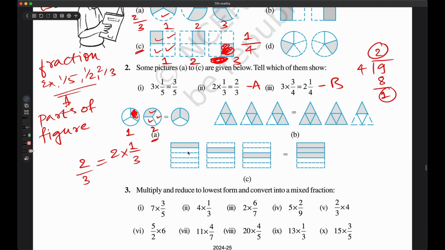And the last figure represents, out of 1, 2, 3, 4 and 5 parts, we are shading one part each time and we are repeating the process 1, 2 and 3 times, that is equal to 3 by 5. So option number C is the correct match for 1.